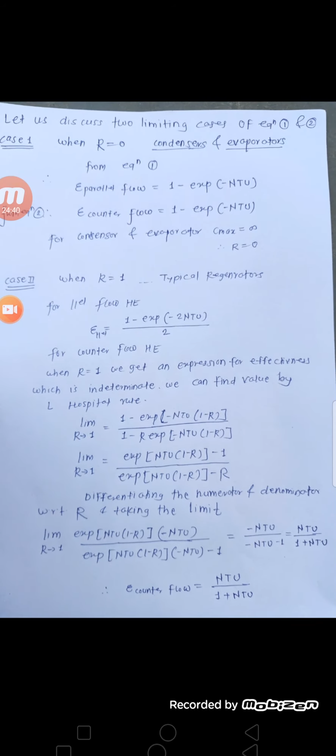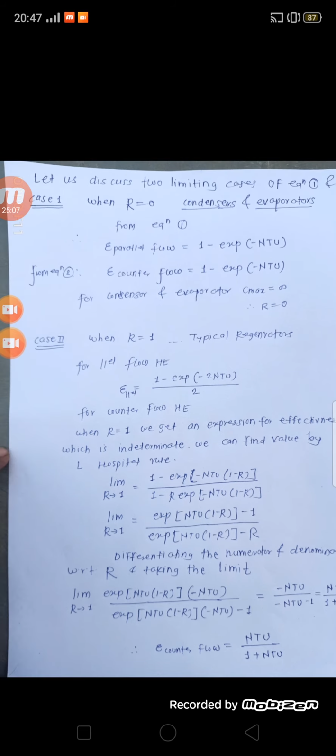So there are two cases. Case 1 is R is equal to 0, and case 2 is when R is equal to 1. By using these equations, we find the effectiveness for these particular cases. R is equal to 0 for condensers and evaporators, and R is equal to 1 for the regenerators. So thank you very much.